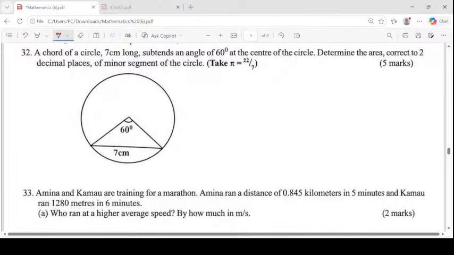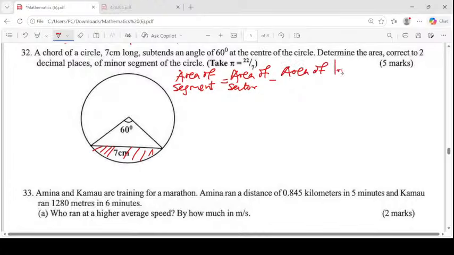Determine the area, correct to 2 decimal places, of the minor segment. When they talk about a segment, this is the minor segment. Allow me to shade it that way. So to get the area of that minor segment, the area of the segment is obtained by taking the area of the sector minus the area of the triangle.